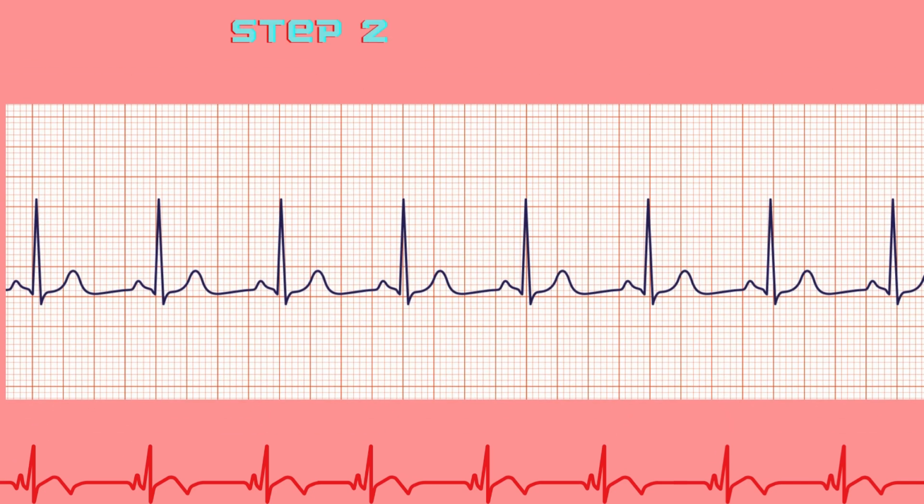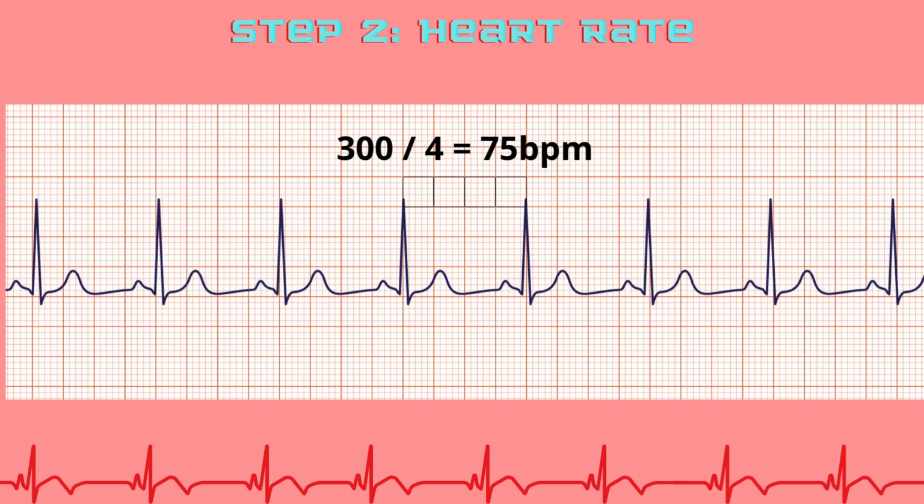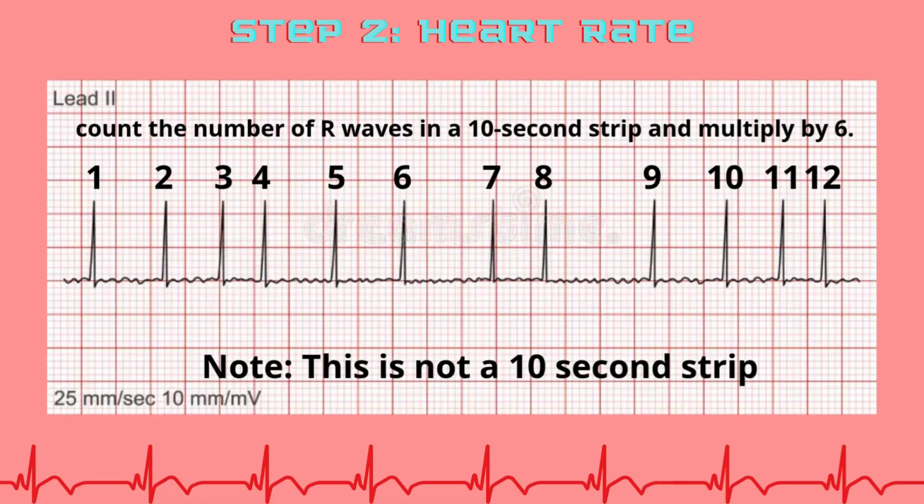Step 2, heart rate. Count the number of large squares between R waves. Divide 300 by that number. If the rhythm is irregular, count the number of R waves in a 10-second strip and multiply by 6.